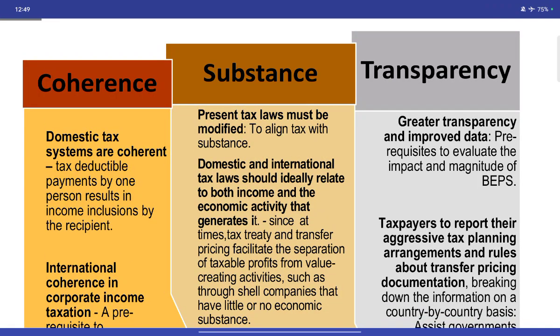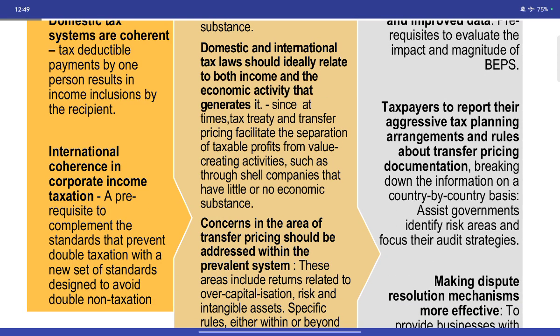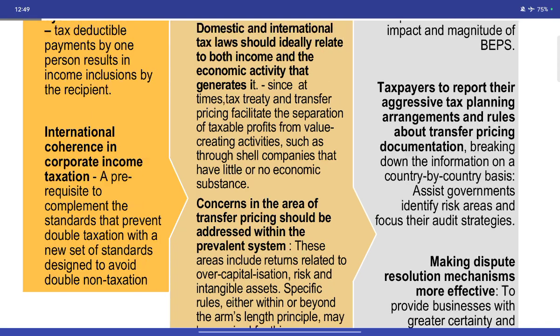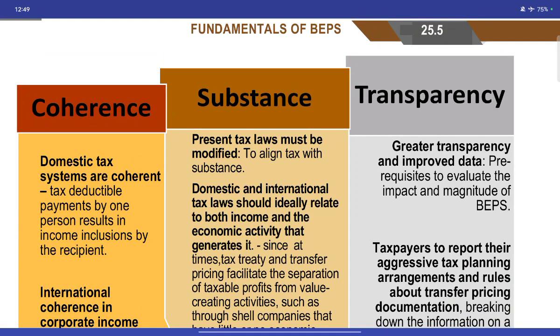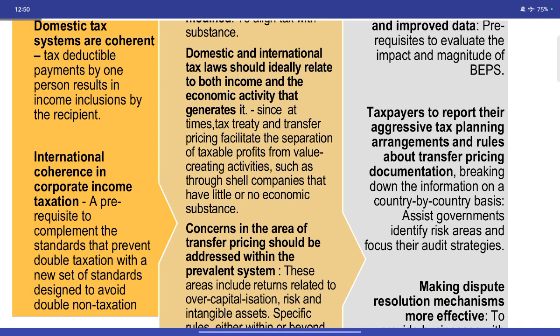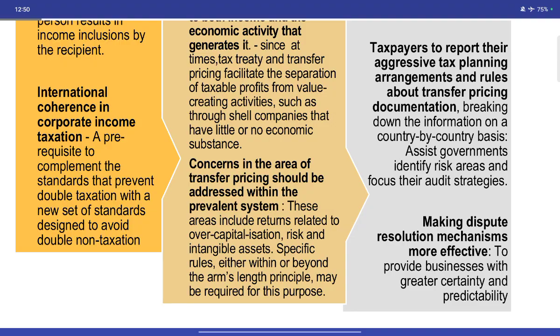Coherence, substance, transparency. Coherence: in domestic tax, a tax payment by one person results in an income reduction for the recipient. For international coherence of corporate income taxation, the prerequisite is a standard that prevents double taxation, with a new set of transactions designed to avoid double non-taxation on deductions. Substance: the present tax law must be modified to align with tax substance. Domestic and international tax should ideally be related to both income and economic activities. Over the years, tax treaties and transfer pricing facilities have separated taxable profit from value creation, such as in shell companies that have little or no economic substance.